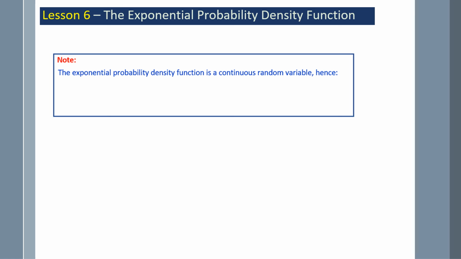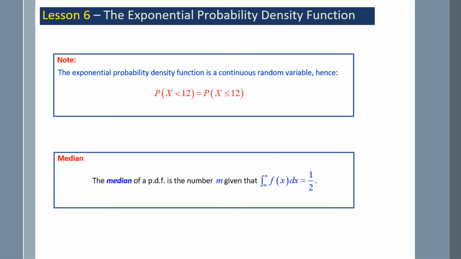Note, the exponential probability density function is a continuous random variable. Hence, the probability that X is less than 12 is also equal to the probability that X is less than or equal to 12. This is a fact to know about continuous random variables. Note that it is different for discrete random variables. The median of a PDF is the number m such that the integral from m to positive infinity of f(x) dx is equal to half. So it's like half your area is below that value, which is the median.